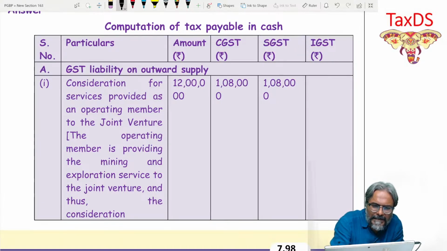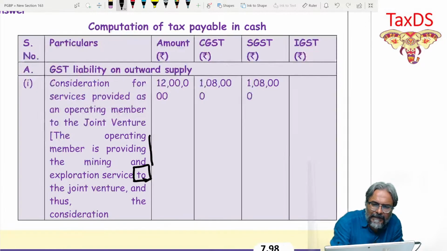Consideration for service provided as an operating member to the joint venture. The operating member is providing the mining and exploration service to whom? To the AOP. The joint venture is the AOP, and thus what, friends?